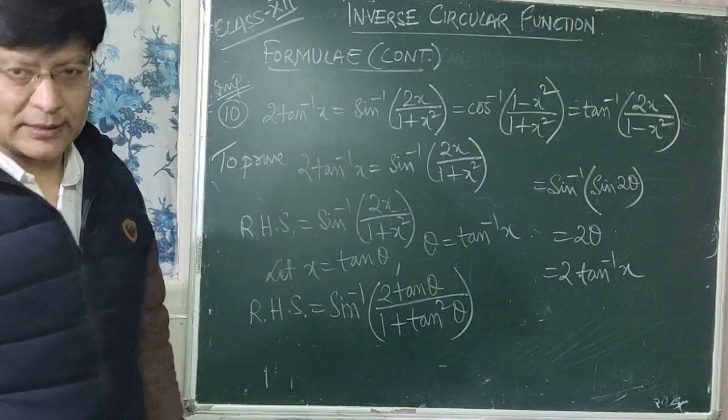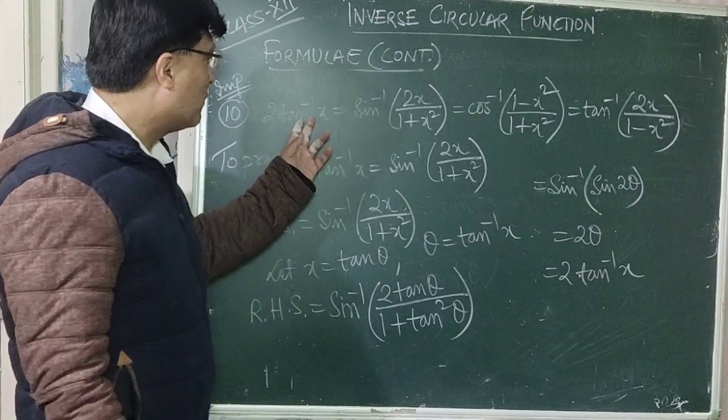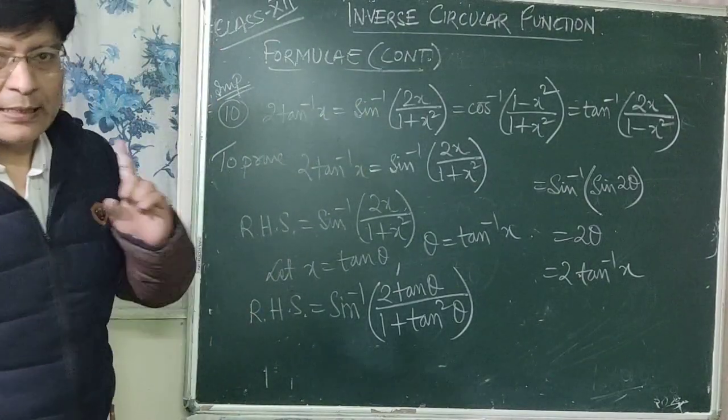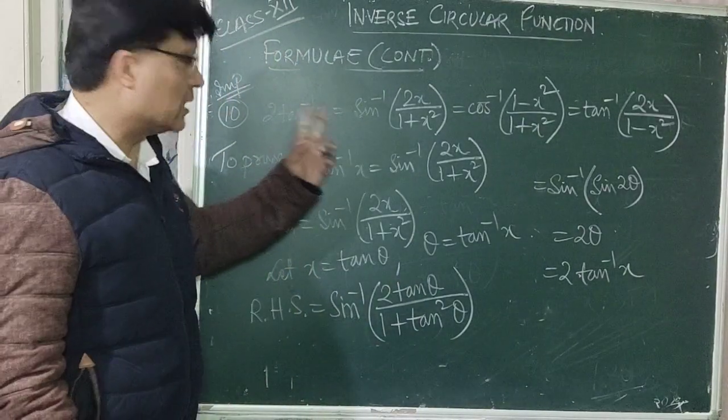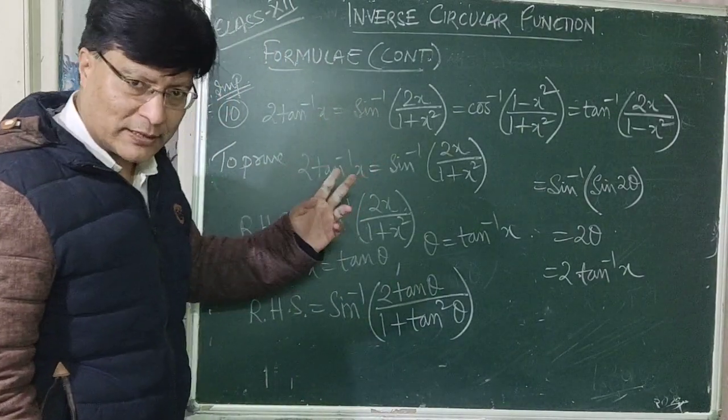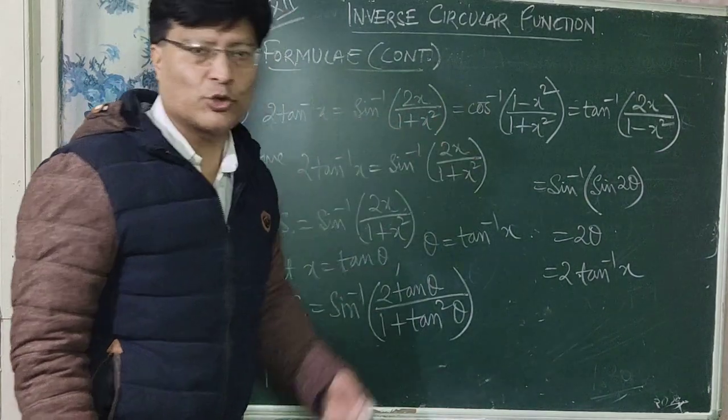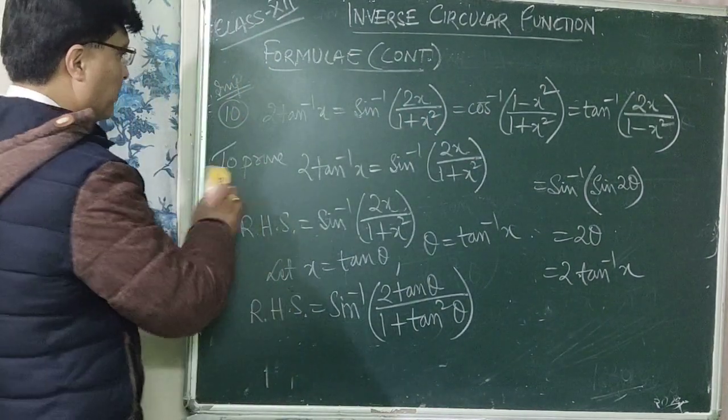So now first part is done. Okay, that is we have proved first is equal to second. Now we will prove first is equal to third. First is equal to second, we have proved it. Now first is equal to third should be proved, right?